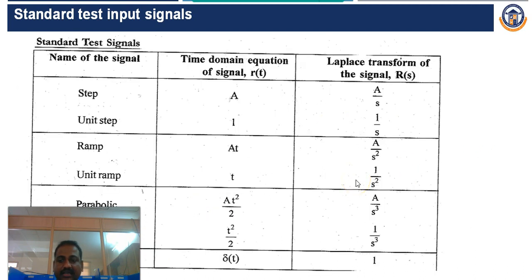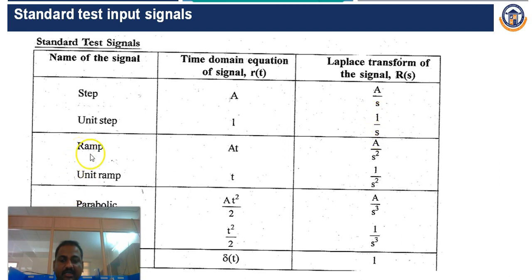Next, the standard test signals. Here are the time domain equations of a signal. For a step signal, r of t is a, and if we take the Laplace transform, R of s is equal to a by s. For a unit step input signal, in the time domain a is equal to 1. Therefore if we take the Laplace transform for a unit step input, R of s is equal to 1 by s.